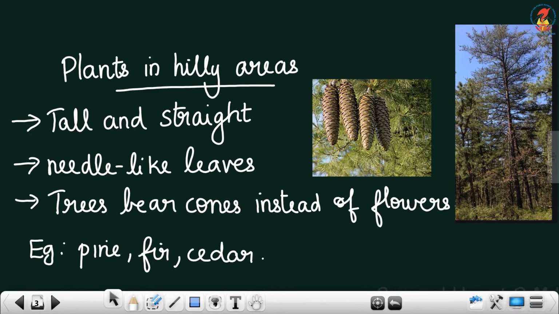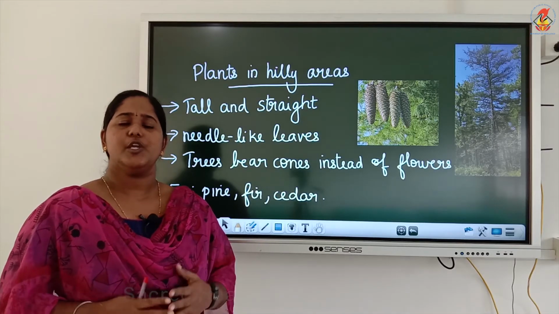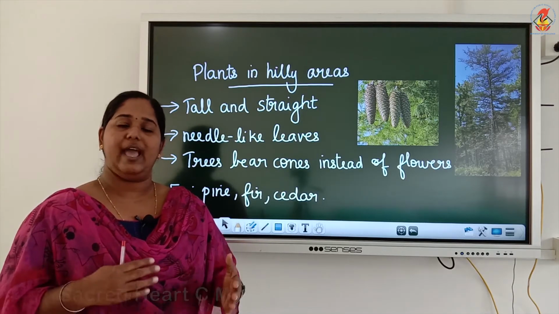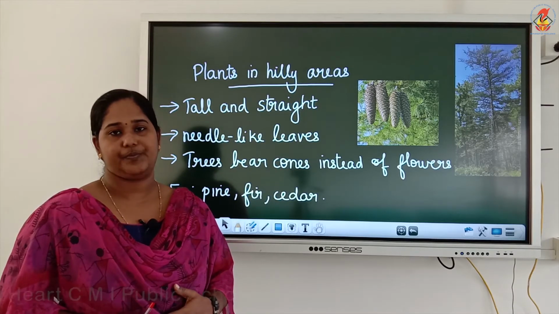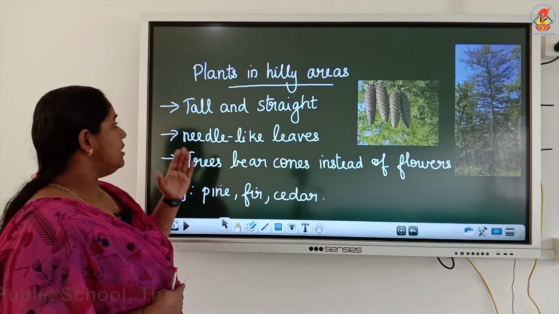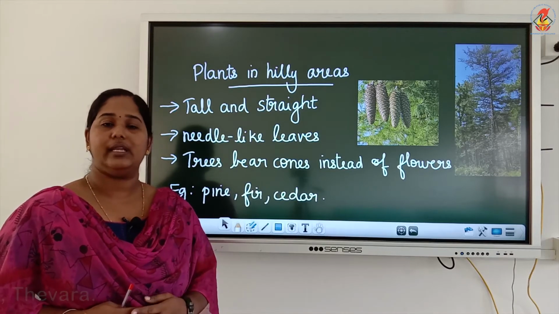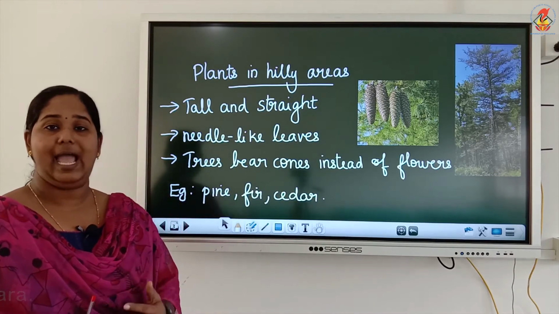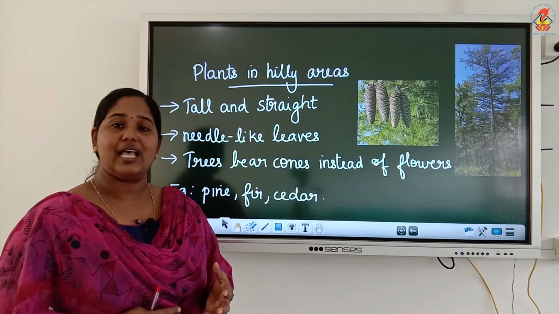As you all know, hilly areas are normally cold regions. There can even be snowfall. So plants should be adapted, or they have special features, in order to withstand this cold climate. The special features of plants are given here. Tall and straight. Plants in hilly areas or cold areas are normally tall and straight. You can see the picture of a pine tree. It is tall as well as straight.